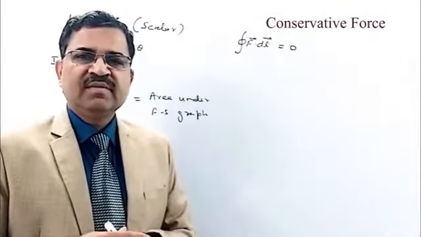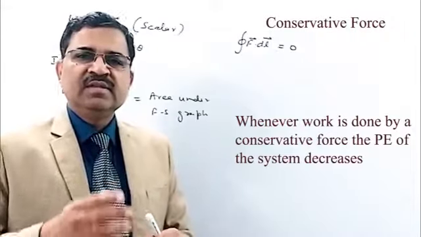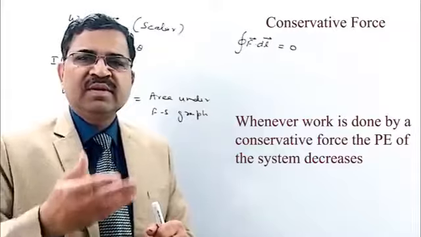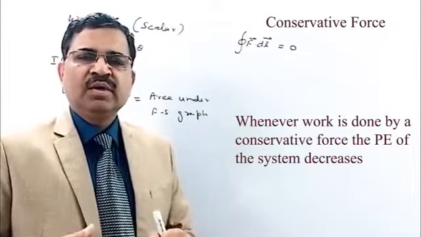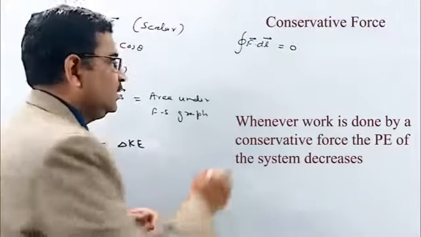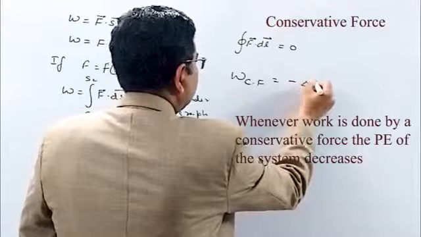Second point to remember is that whenever work is done by a conservative force, it decreases the potential energy of the system. For example, if the work is done by gravity, then the body comes down and therefore the potential energy of the body decreases. तो हम इसको ऐसे लिख सकते हैं that work done by a conservative force is equal to minus of delta U.